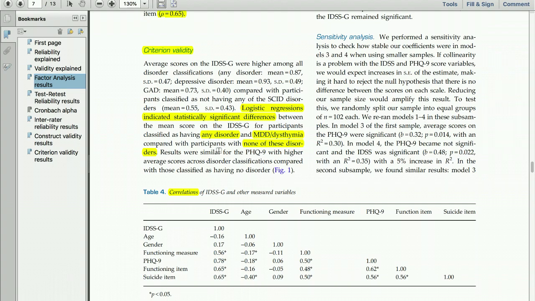This video explained to you the difference between reliability and validity, the different types, and in particular, Cronbach's alpha.